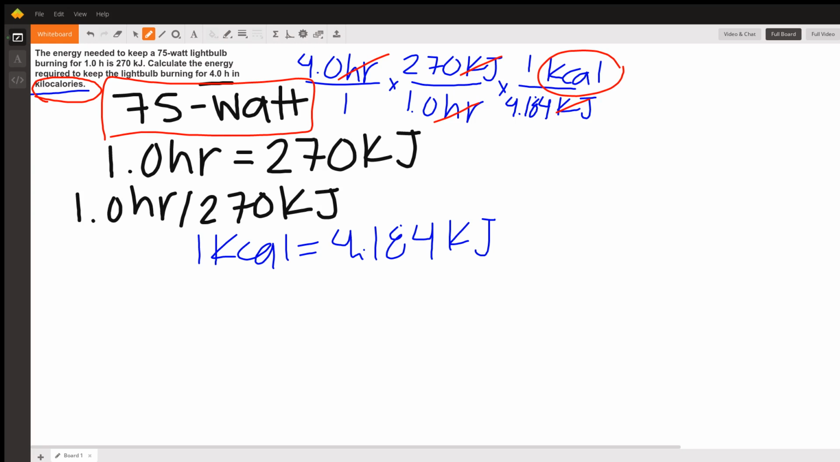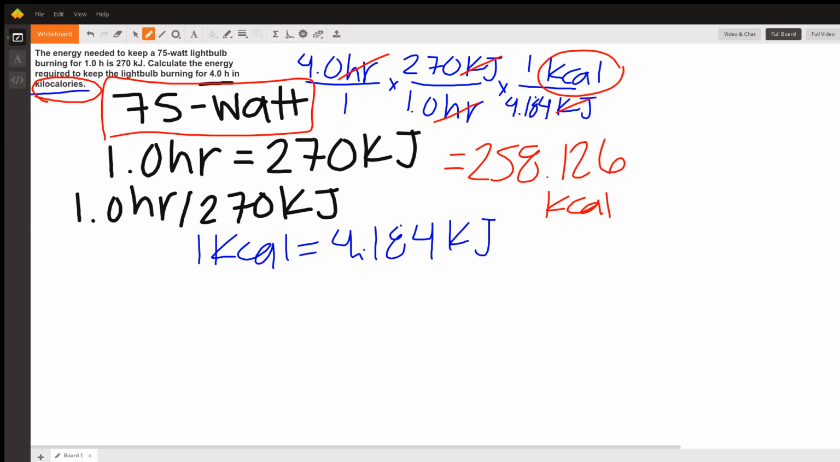If we're going to do this calculation, it doesn't matter, you can multiply all the top and then multiply all the bottom and then divide the two. I just go in order as I see it, so 4 times 270, and then I'll divide that by 4.184. I get a value of 258.126 kilocalories. We'll check significant figures.